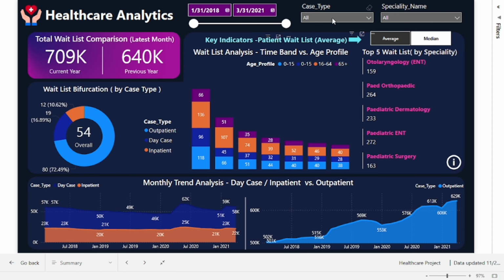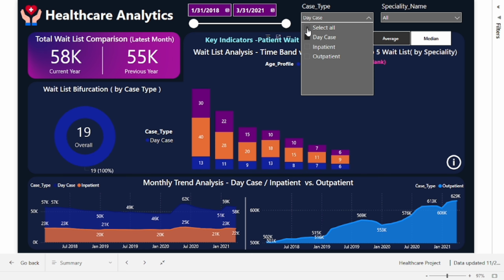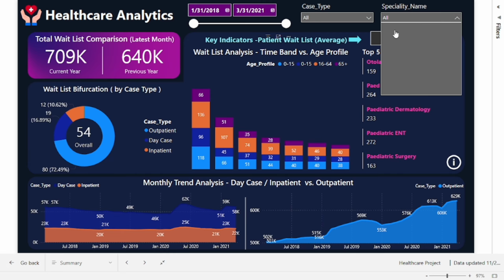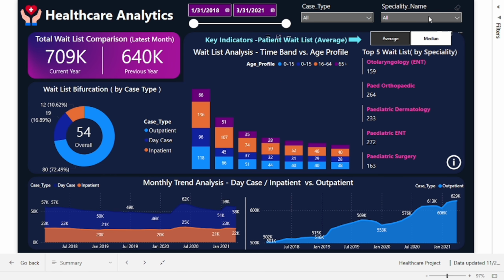Let's go to the detailed view. But before going to the next page, let's see the other components also. This is the case type, where you can see the day case, inpatient and outpatient sections, and second, specialty name, where you can see all the specialties available. You can check one by one. Next, let's move to the detailed view.